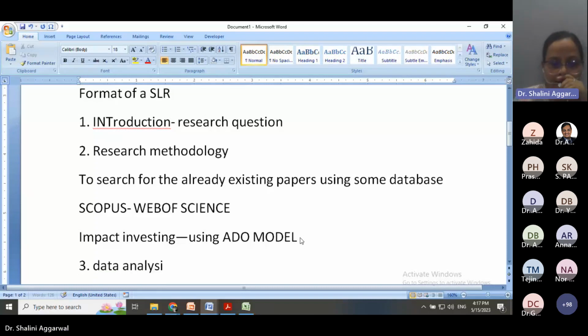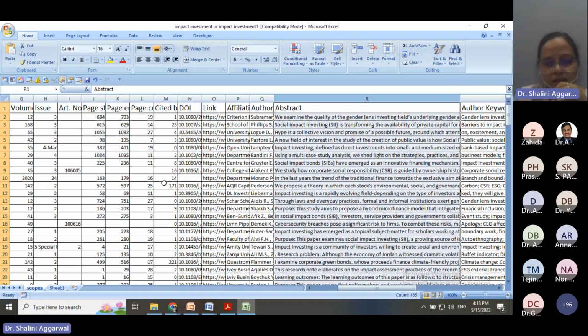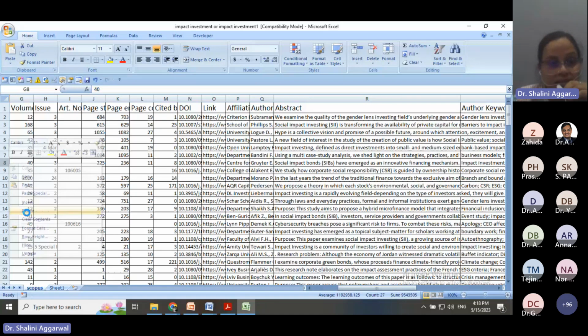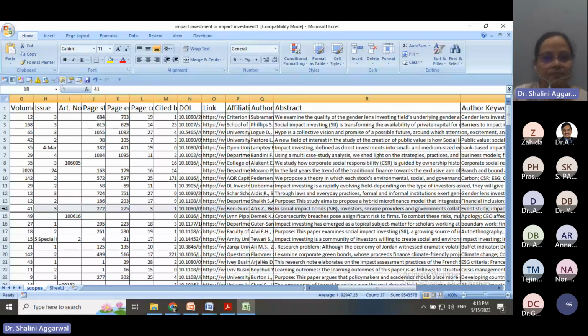Let me tell you one thing, and to be very honest, cleaning this file is the most important thing, right? So let's say this paper doesn't suit you. What you have to do is delete it from here. You have to read all the abstracts and delete it. You can also delete the columns that are not required, right?